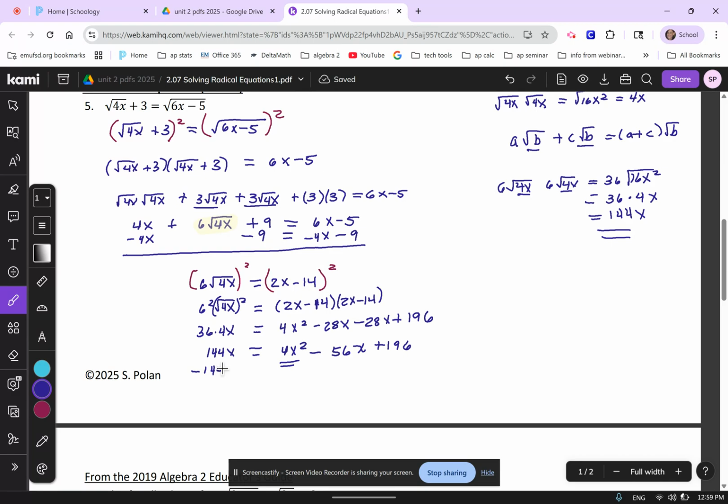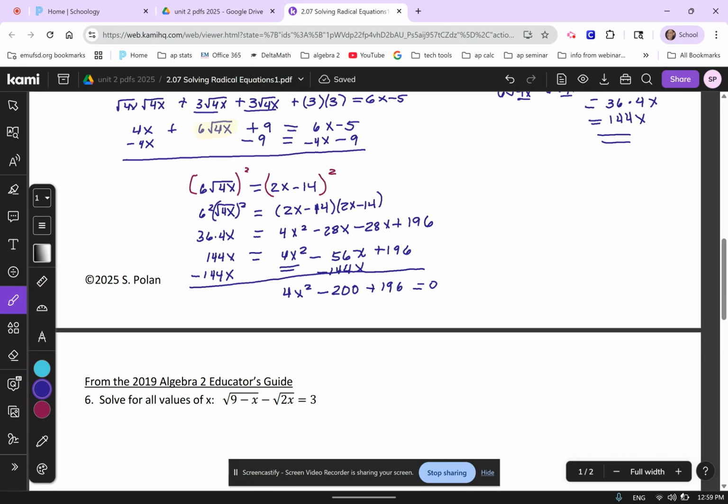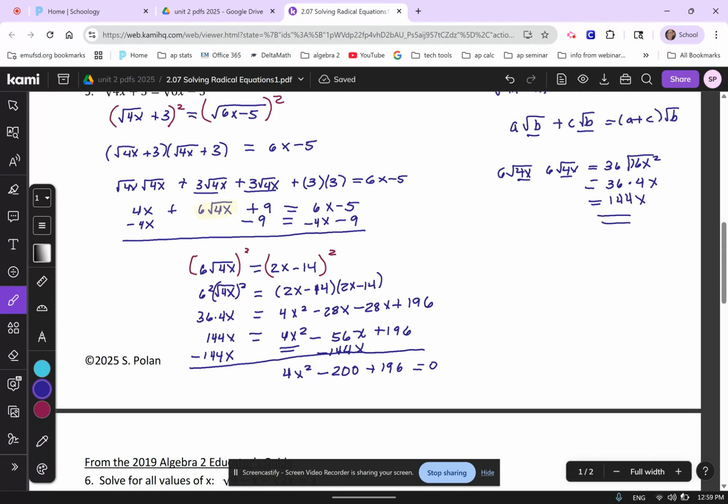So I need to get this in standard form by subtracting 144x from both sides of the equation. And you get 4x squared minus 200x plus 196 equals 0. Okay, so what do we do now? We are going to factor this. And although you could use the quadratic formula or completing the square, you want to see if it's factorable because it would shorten the problem.